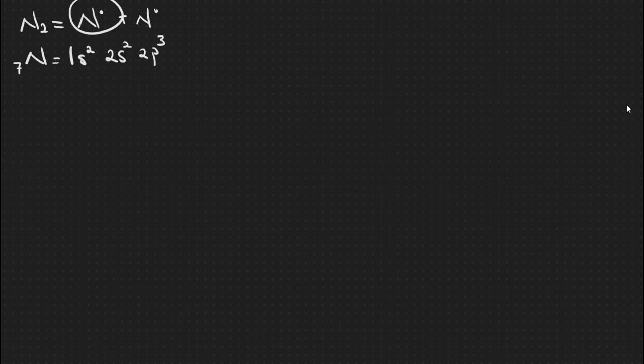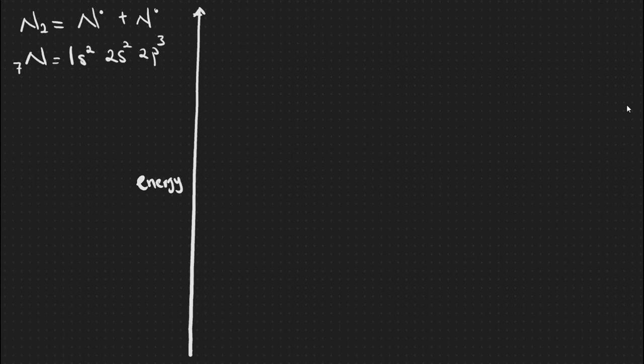So starting with the nitrogen molecule, which is formed by the combination of two nitrogen atoms. I know that the atomic number of nitrogen is 7. So the electronic configuration will be 1s2, 2s2, and 2p3. Each of these atoms has this electronic configuration. So let's draw the molecular orbital diagram and see the energy.